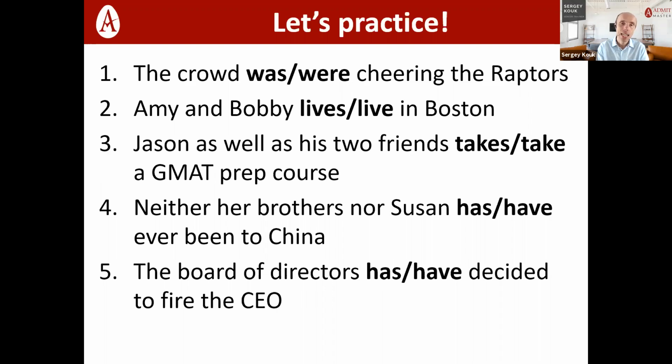Well, of course, it's the people. The board, you know, how can a board decide something? It's the people. And that's why most people, when they're saying something like the board of directors, would say, yeah, the board of directors have decided, because they automatically think it's the directors who have decided. But in this specific example, the right answer is actually also has, it is the board that has decided.